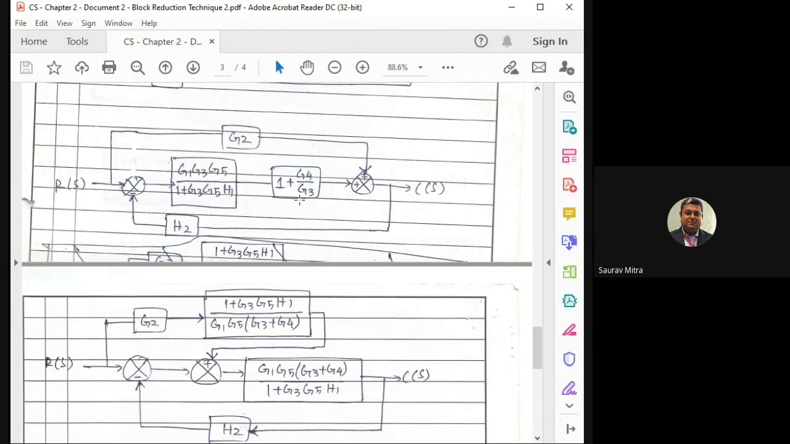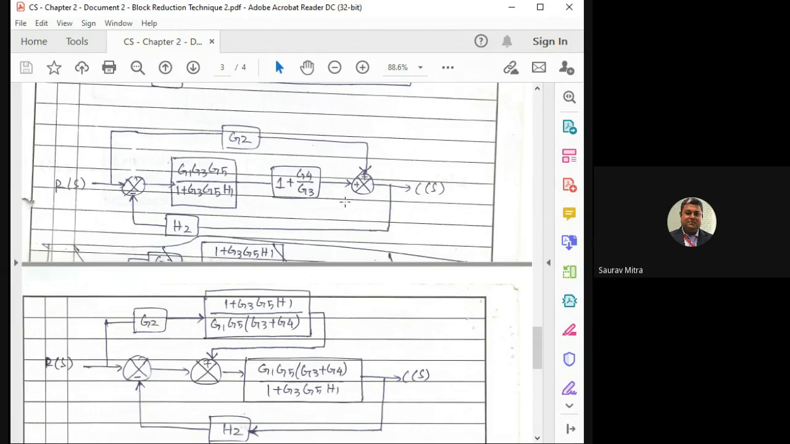So this G3 comes in the denominator, G3 gets cancelled, so it will be G1 G5 multiplied by G3 plus G4. So you can find here G1 G5 multiplied by G3 plus G4 divided by 1 plus G3 G5 H1. So if you are multiplying these two, what you are getting is this one, G1 G5 G3 plus G4 divided by 1 plus G3 G5 H1.